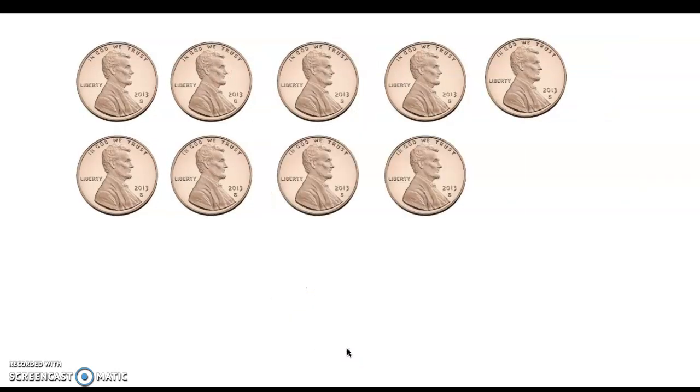Now how many pennies do I have? 1, 2, 3, 4, 5, 6, 7, 8, 9. I have 9 cents. So I can write it out like this or write it with my symbol.